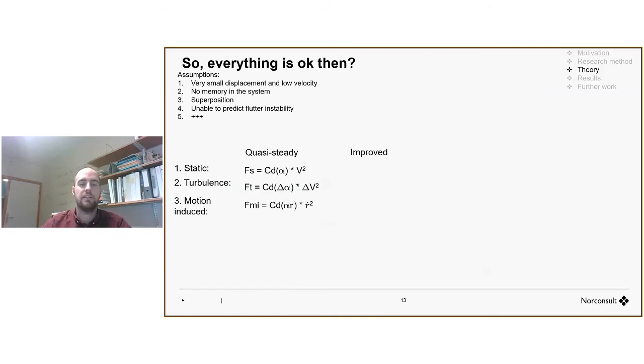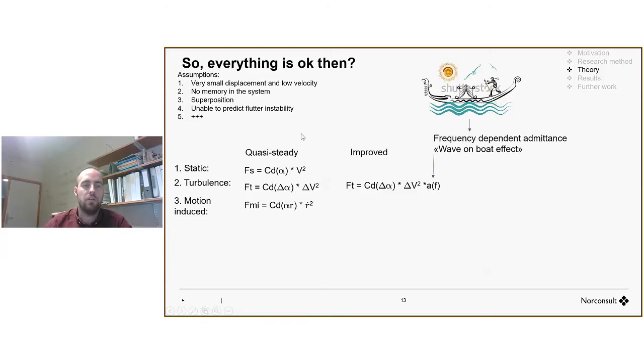But isn't that okay? No, it's really not, because this is imprecise for motions that are not really small, or changes in turbulence that are not really small. There's no memory in the system. It's a linear theory that needs superposition to work, and it's unable to predict flutter instability also. So it's not good. So we have an improved model for the turbulence.